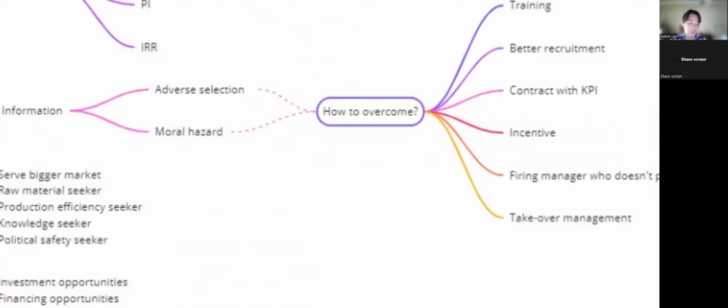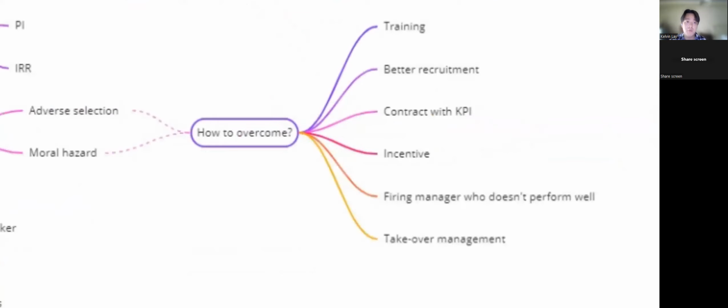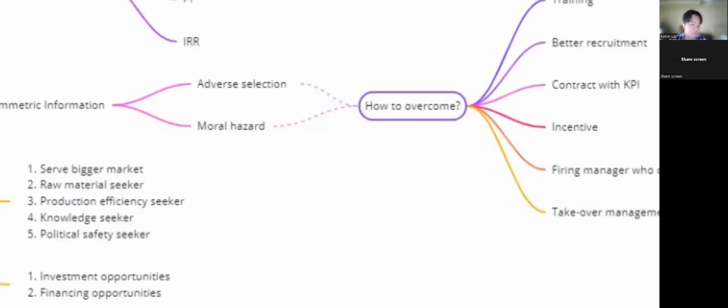So how do we overcome this problem? The first step is to have better training, better recruitment, and a specific contract with a KPI incentive. It could also be to fire a manager who doesn't perform well and take over the management.